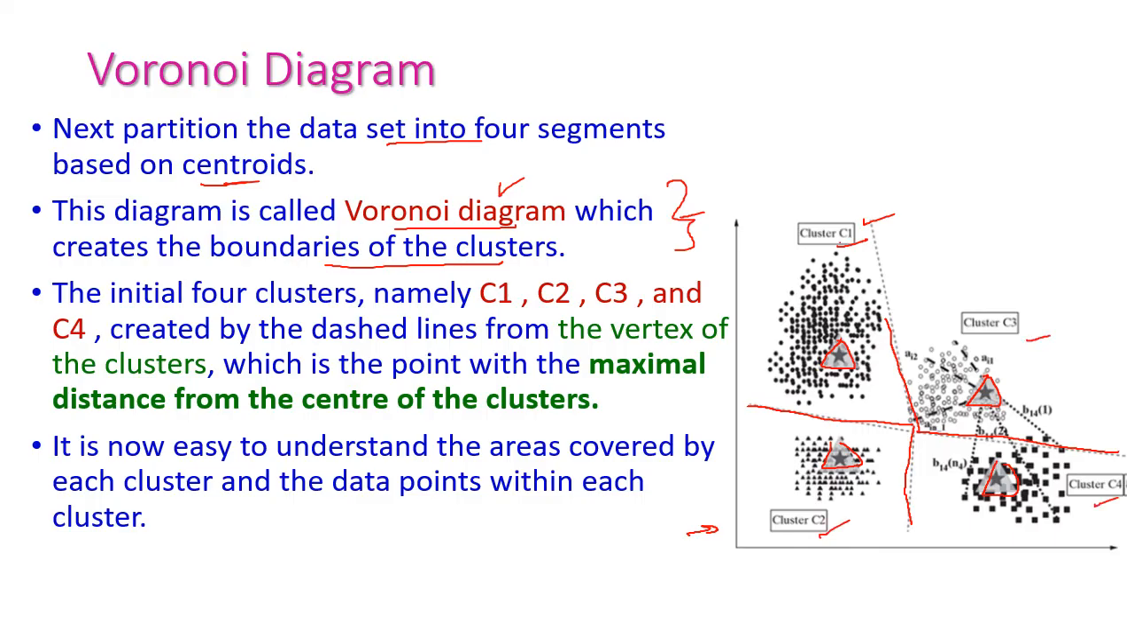The 4 clusters are created by the vertices of clusters, the dashed lines, and the points with maximal distance from the center of the clusters. From the center of the cluster, the maximum points will be arrived at. Now it is easy to understand the areas covered by each cluster and the data points within the cluster. Suppose a new data point comes here, then obviously that will go to cluster C1. Suppose another data point comes in this place, then that will go to cluster 4, isn't it?